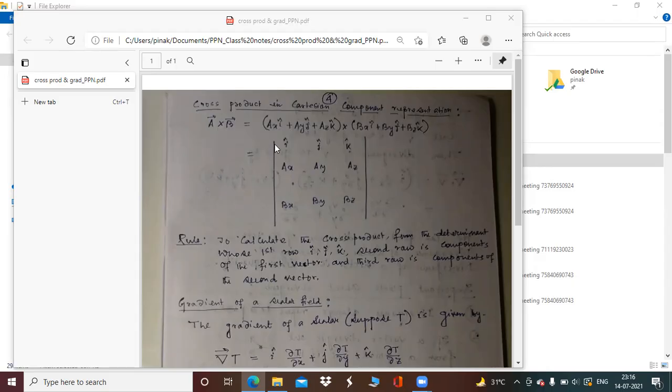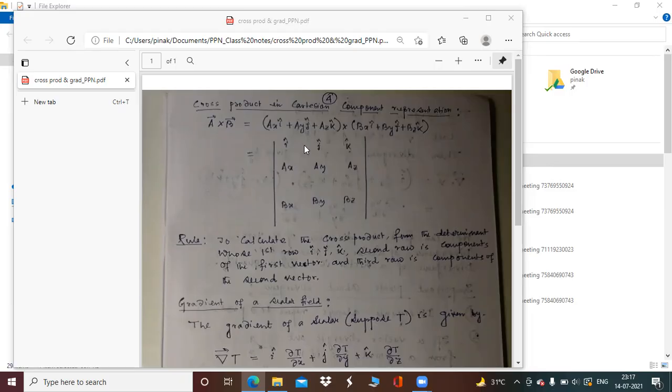Now you form a determinant whose first row is i cap, j cap, k cap, whose second row is the scalar components of the first vector, that means Ax, Ay, Az, and whose third row is the scalar components of the second vector, that means Bx, By, Bz. And if you evaluate this determinant, then the result comes out to be the same as the cross product between the two vectors A bar and B bar in their Cartesian component form.